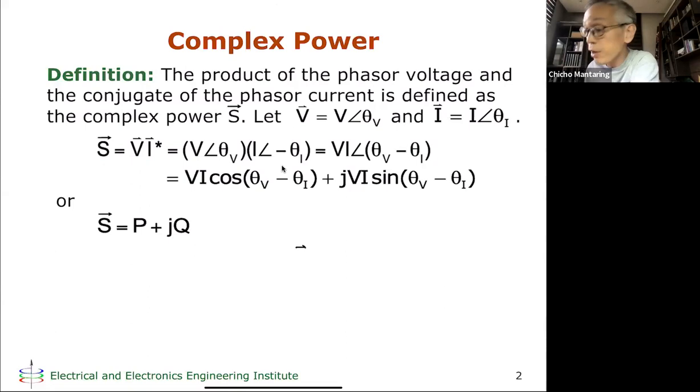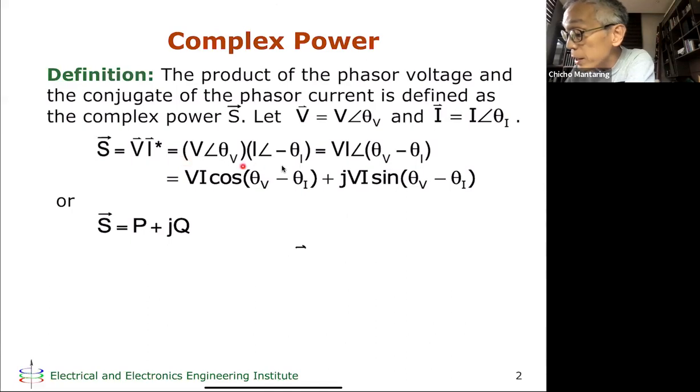If we have an element, and this is the voltage across your element, and this is the current through your element, your complex power S is defined as your voltage multiplied by the conjugate of your current. Again, that's the voltage multiplied by the conjugate of your current. And it's very easy to show that.